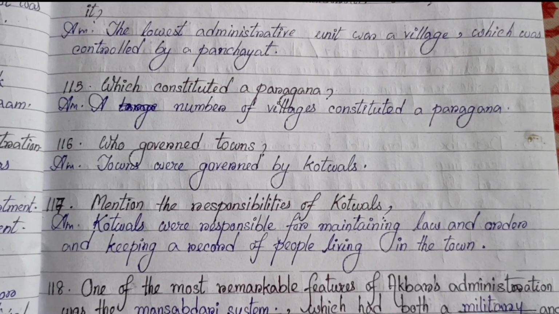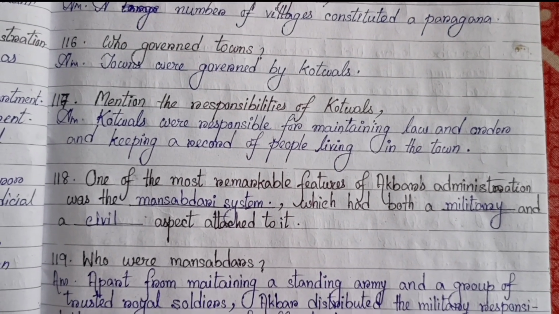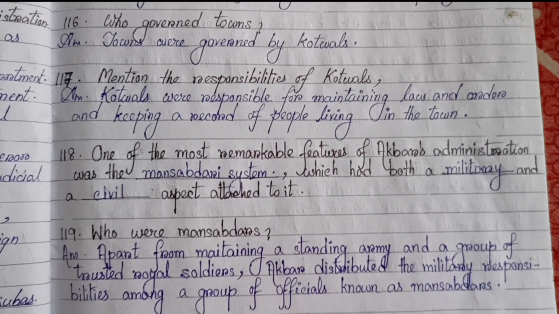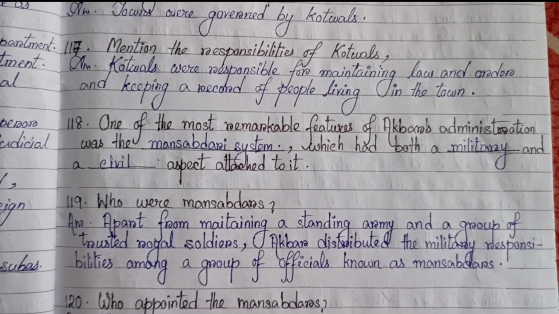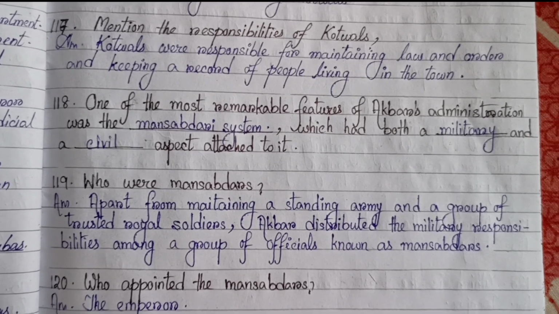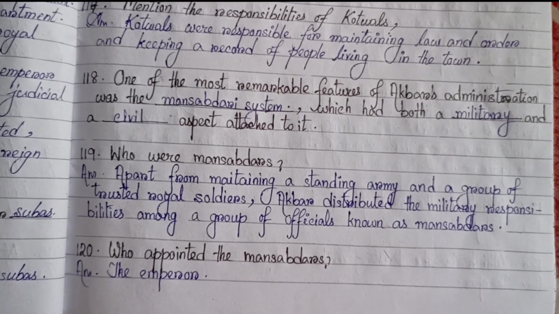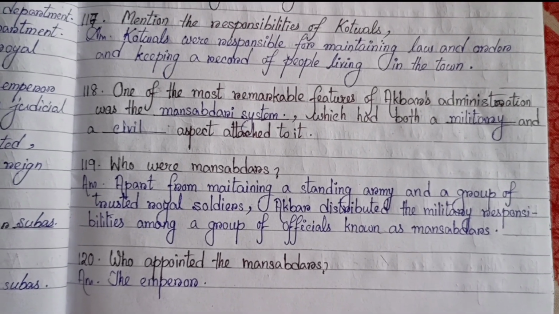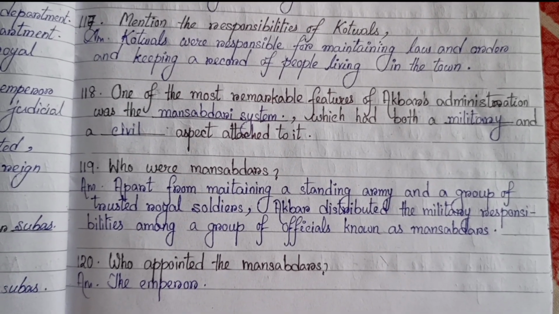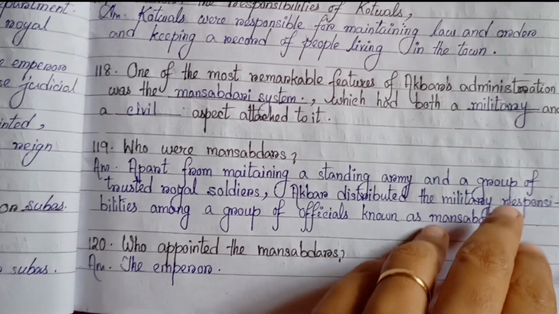Number 116. Who governed towns? Towns were governed by kotwals. Mention the responsibilities of kotwal. Kotwals were responsible for maintaining law and order and keeping a record of people living in the town. One of the most remarkable features of Akbar's administration was the Mansabdari system, which had both a military and a civil aspect attached to it. Who were Mansabdars? Apart from maintaining a standing army and a group of trusted royal soldiers, Akbar distributed the military responsibilities among a group of officials known as Mansabdars. Who appointed the Mansabdars? The emperor.